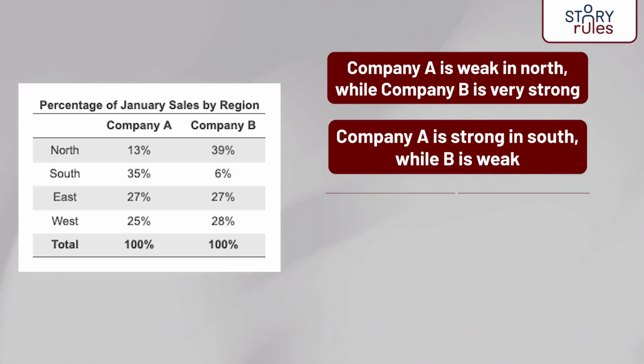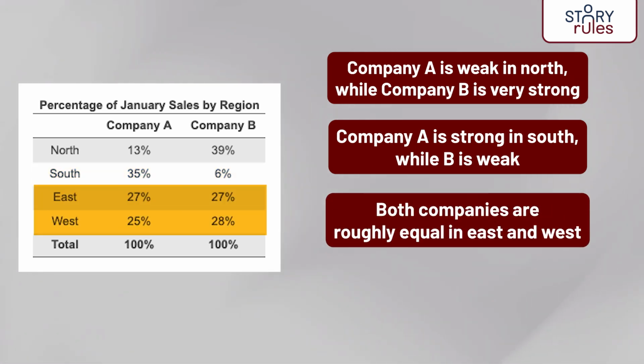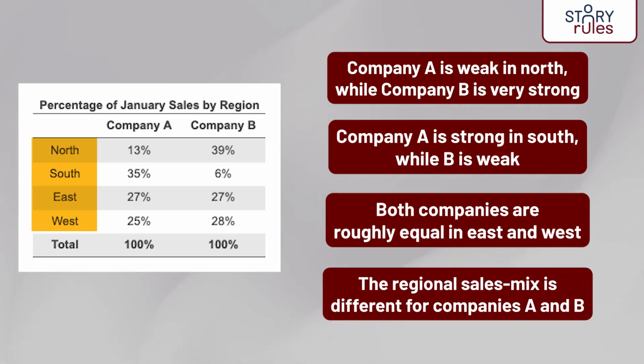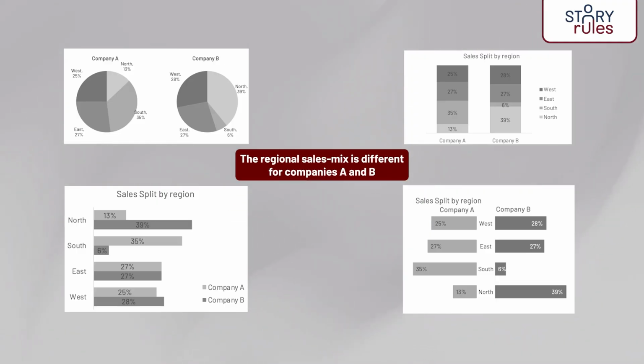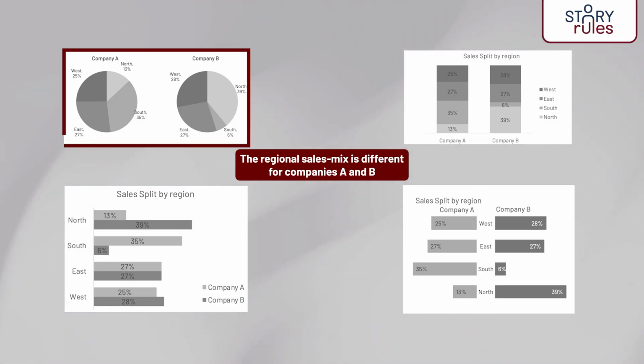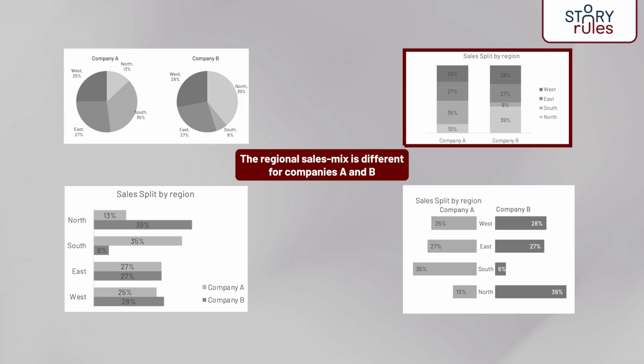Or you could say both companies are roughly equal in east and west. Or you could say the regional sales mix is different for companies A and B. If you take the fourth message, can you identify which of the four charts from the earlier picture brings out that message the best? Most of you would be leaning towards option A, the pie charts, or option B, the stacked column. That does make sense, since these two charts quickly bring out the aspect of the differing mix.